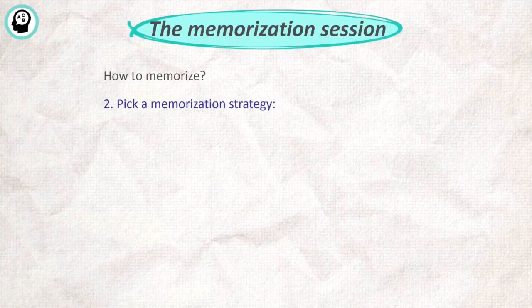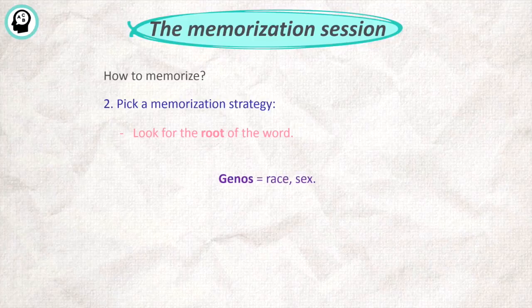One strategy is to look for the root of the word. For example, if we know that the root genus refers to race or sex, we can remember more easily that genocide is the killing of a race. Moreover, that makes it easier to remember the meaning of related words such as genitals or genome or genesis, and so on. Another strategy is to spot prefixes and suffixes.